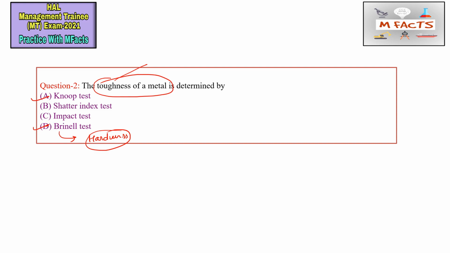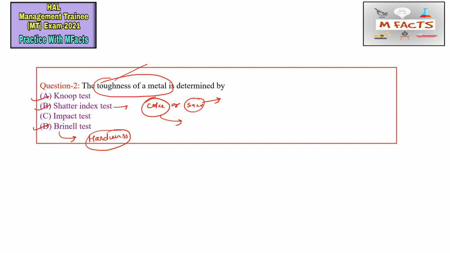So the next option is the Sutter index test. This Sutter index test is basically related to coke, or you can also use it for sand. In case of sand we can measure the toughness of the sand by using the Sutter index test, and in case of coke we try to measure the resistance of the coke to breakage.